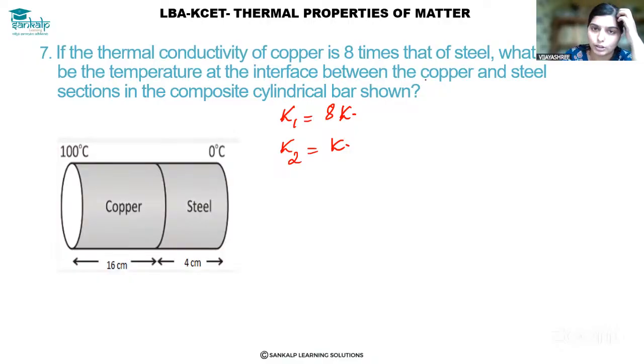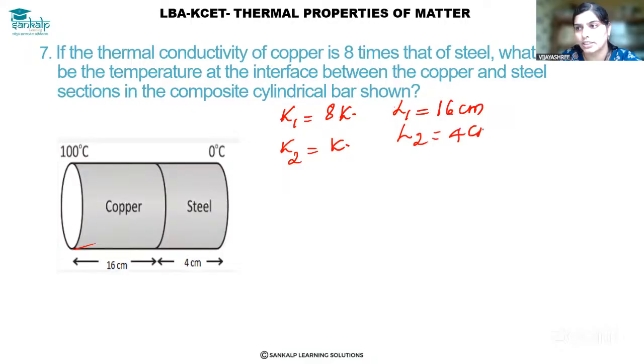Length of copper L1 is 16 centimeter, as given here in the figure. Length of the steel L2 is equal to 4 centimeter. High temperature T hot is 100 degrees Celsius.